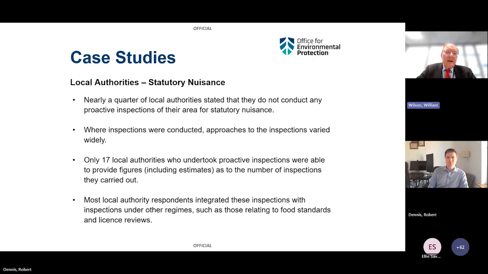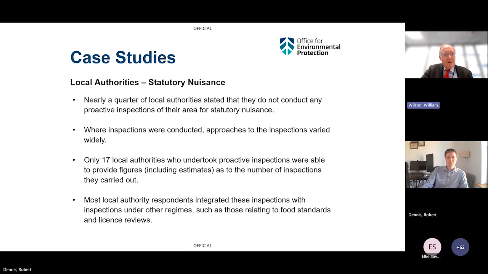So again, we're coming up against the lack of data, the lack of monitoring, the lack of readily available information about what inspections are carried out, how, when, under which powers, and so on. And many local authority respondents integrated those inspections with inspections under other regimes. So it's very difficult for them to say, we did these under section 79(1) of the EPA 1990, and this number of inspections under other powers.